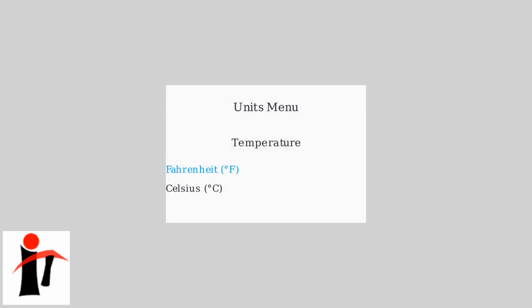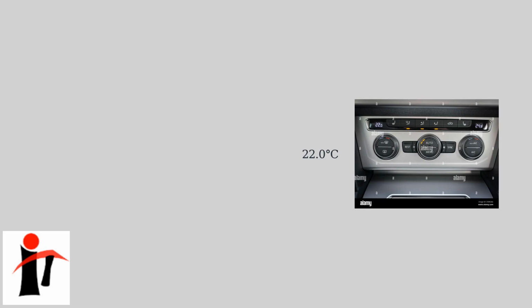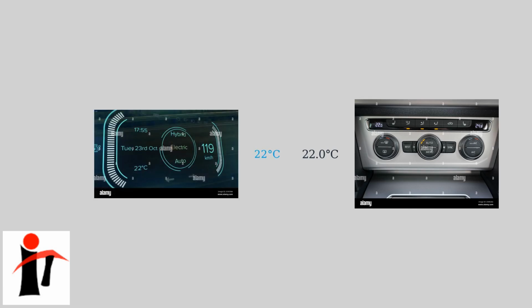In the Units menu, locate the temperature setting. You'll see two options, Fahrenheit degrees F and Celsius degrees C. Simply tap your preferred unit to select it. For example, let's tap Celsius. The change is immediate, so you'll see the temperature display update instantly on your climate controls, and throughout the car's interface, like the dashboard display.